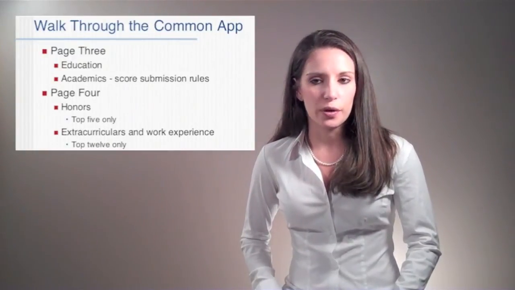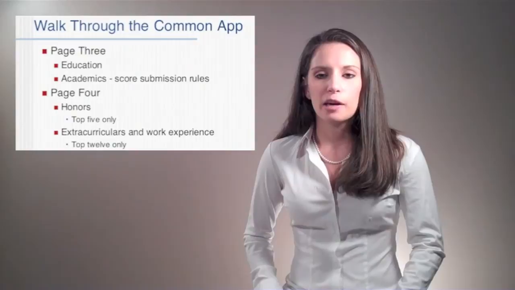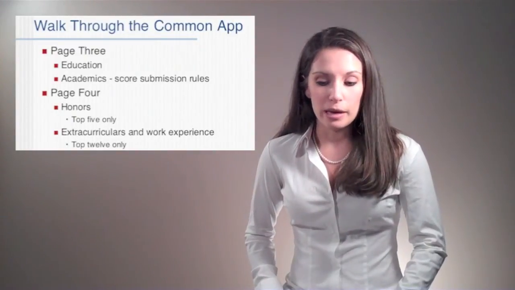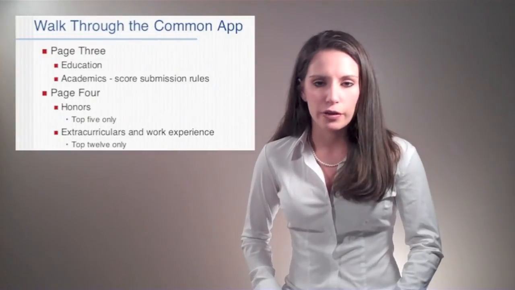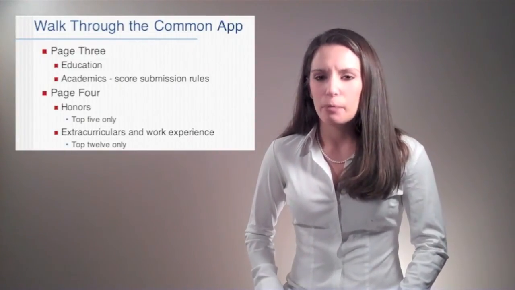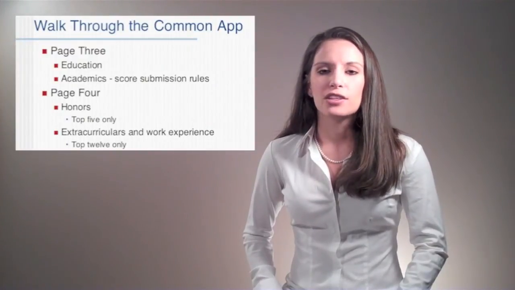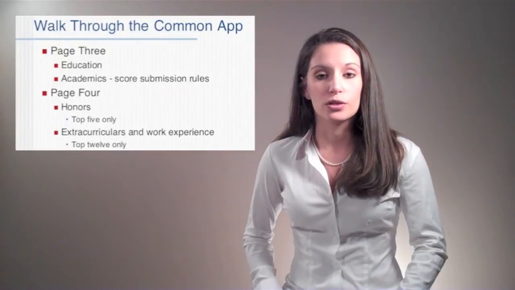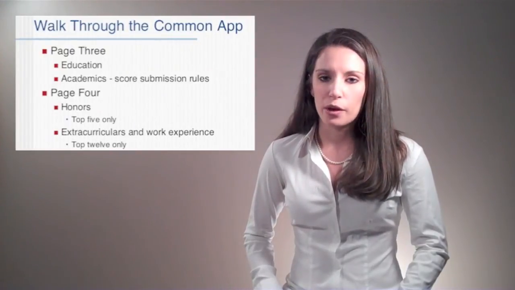Particularly with the extracurriculars and work experience, think about how you probably held a different job every summer. If you babysat during the year, all the different clubs that you were in, all the different sports that you played, you might easily get over 12, and so the Common Application asks you to rank them in order of their importance to you. Same thing with the honors.